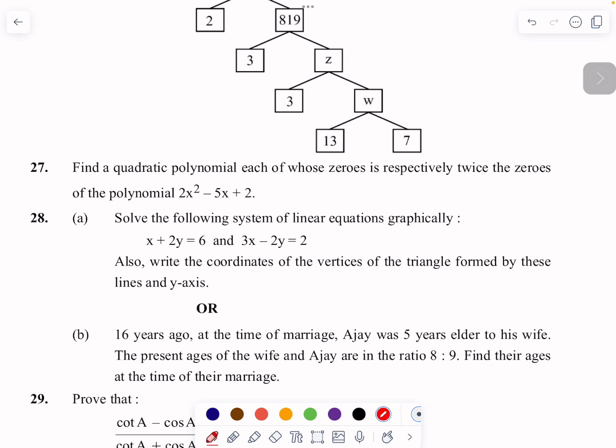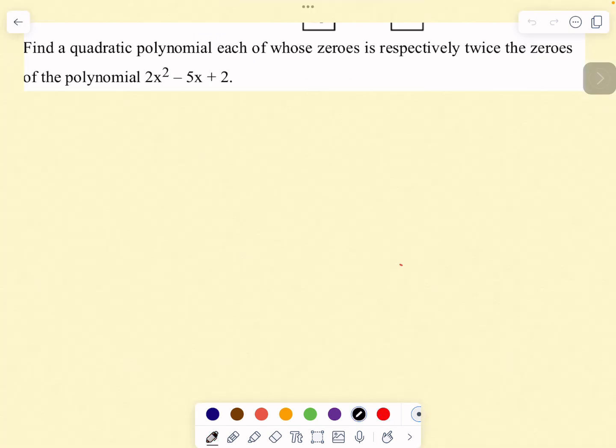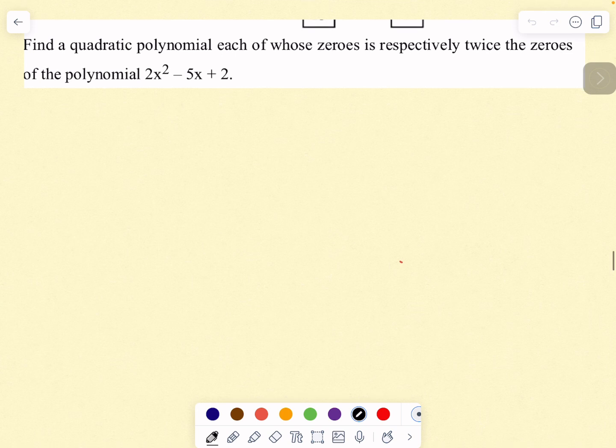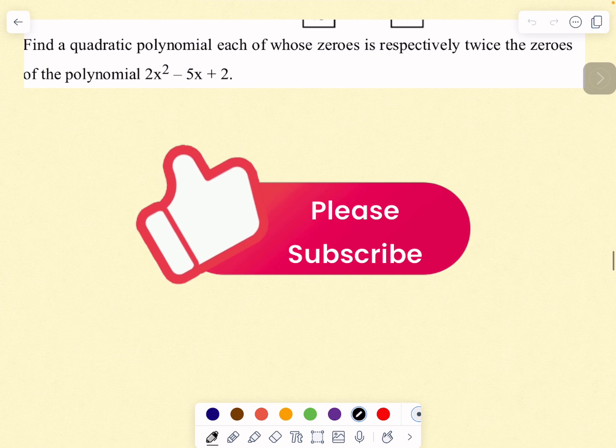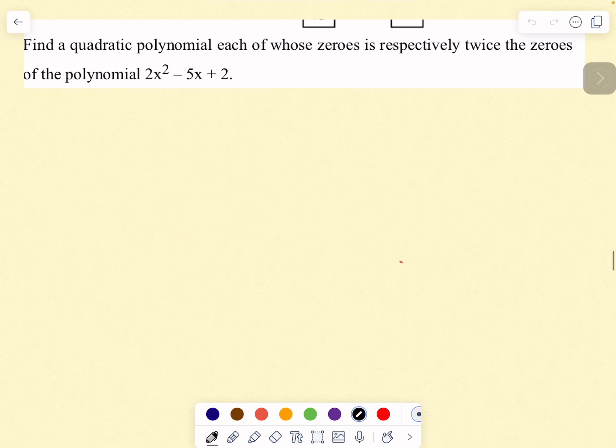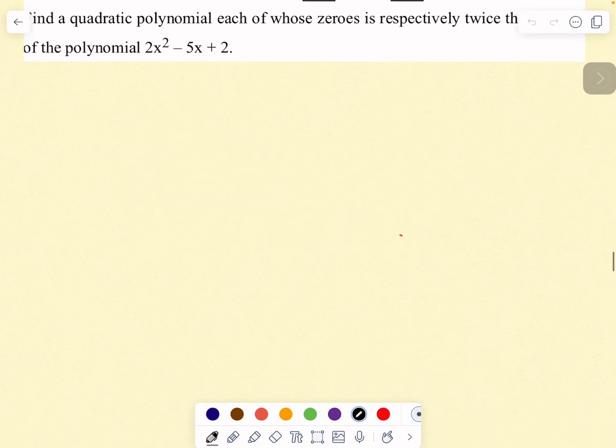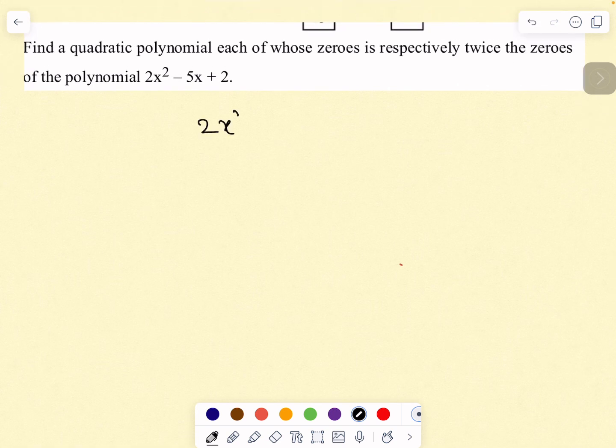Find a quadratic polynomial each of whose zeros is respectively twice the zeros of the polynomial 2x square minus 5x plus 2. So just find the zeros of the polynomial 2x square minus 5x plus 2. When you multiply the 2 with 2, you get 4, and it is minus 5. So two numbers whose product is 4 and whose sum is minus 5.